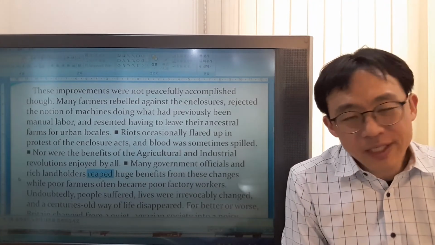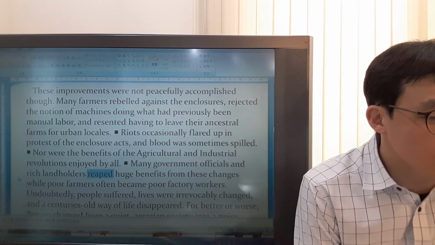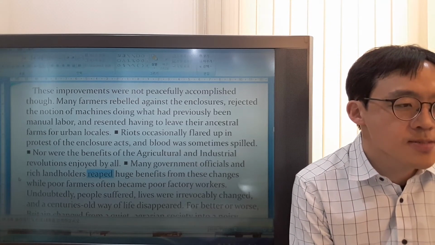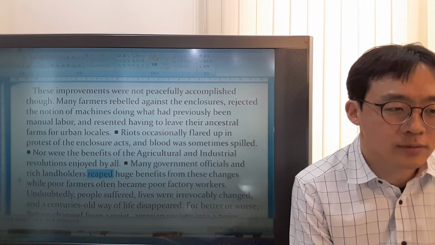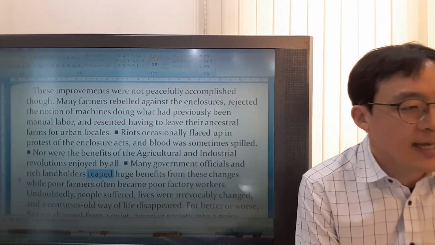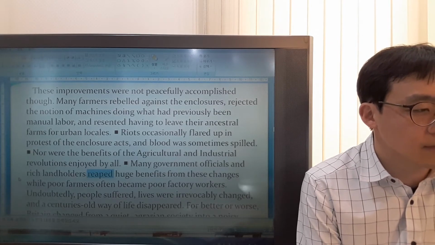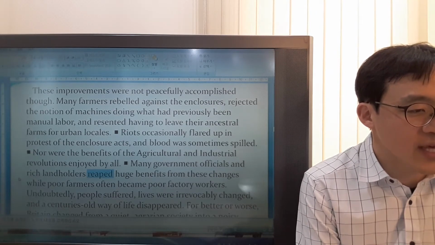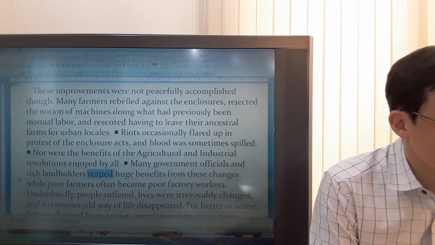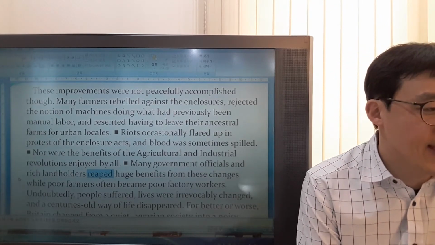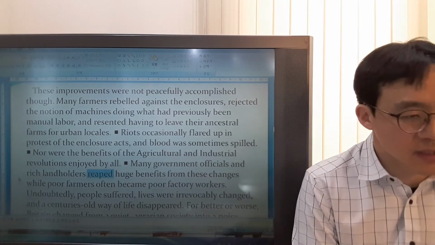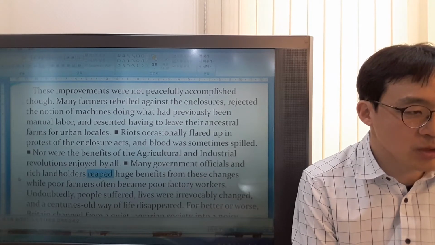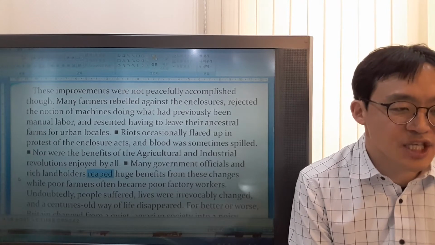These improvements were not peacefully done, though. Many farmers rebelled. They didn't comply with what was going on, against the enclosures. And they denied the idea of machines doing what they had been doing before with manual labor, with their hands, all right? And they were angry to leave the farms that they had from their ancestors for city areas.